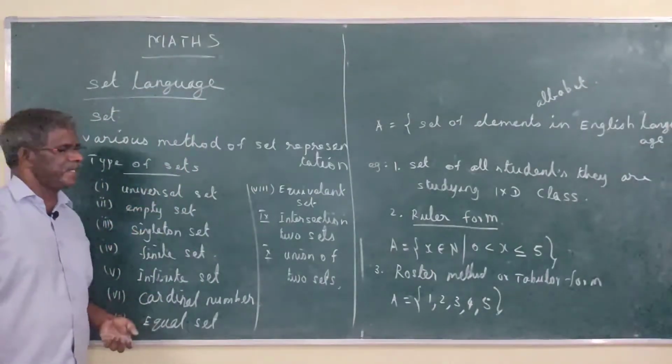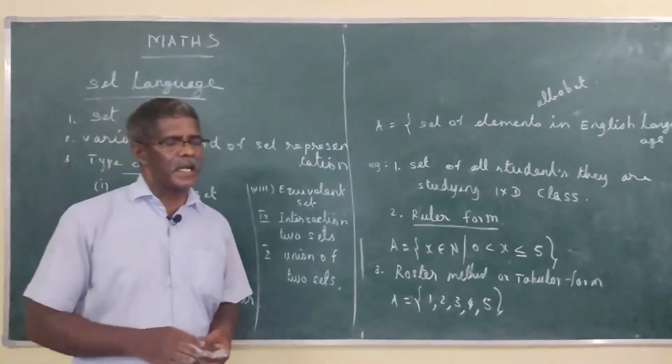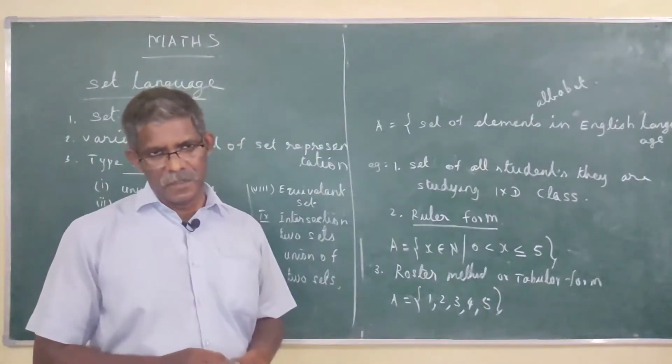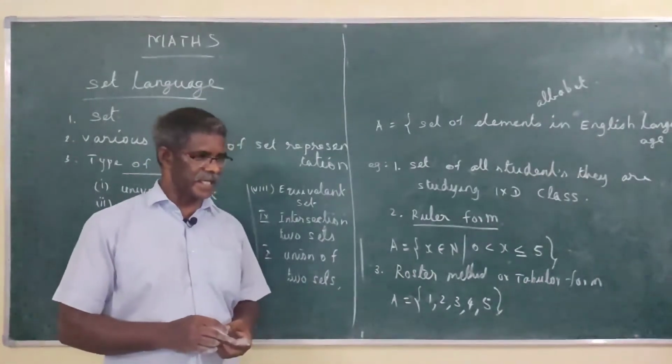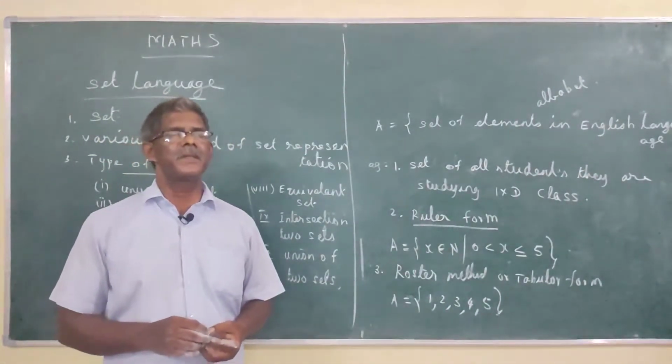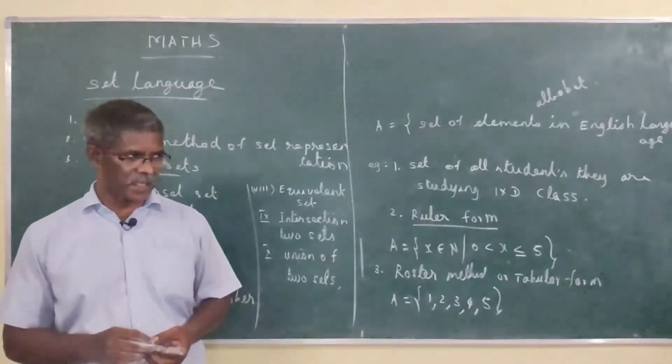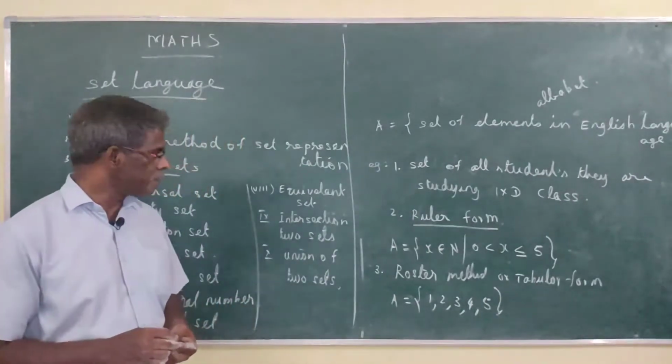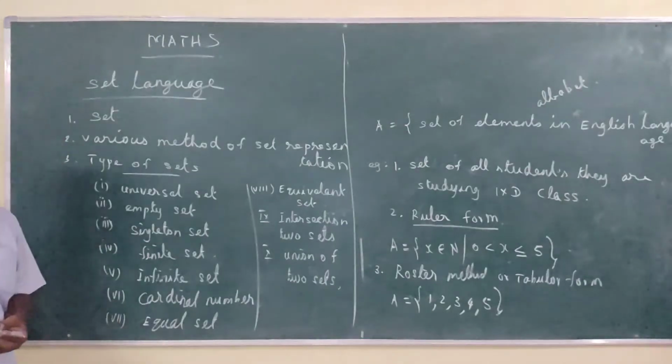Universal set means this set contains all the elements. If you are taking one school, St. Aloysius Higher Secondary School, the students studying at St. Aloysius School, that means it represents all the students. So that's why this set is called a universal set.